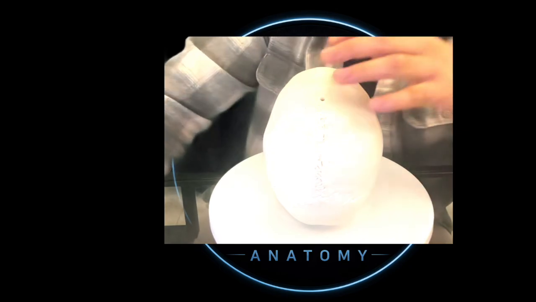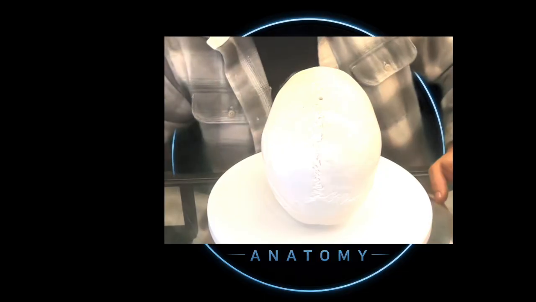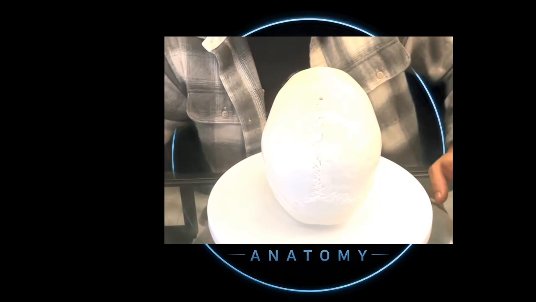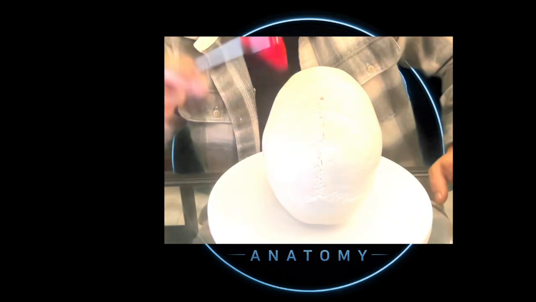So the parietal bones are much more than just the top of the skull. They provide protection, structural support, and vascular connections that help maintain normal brain function. These two bones right here.